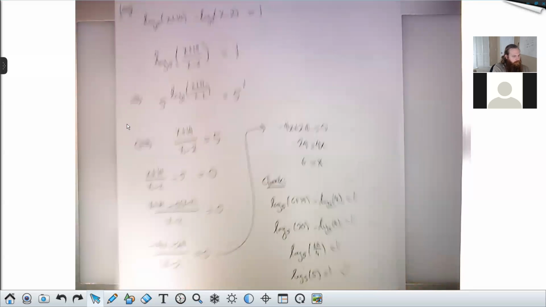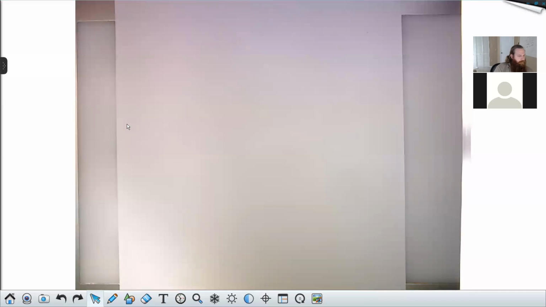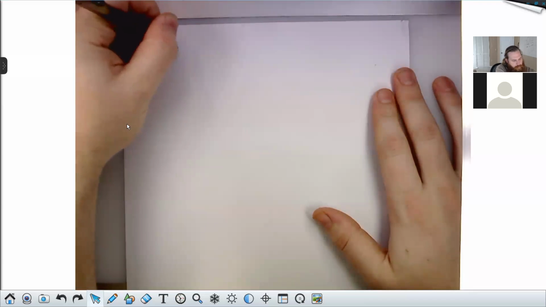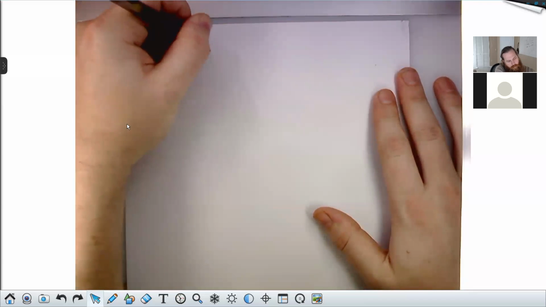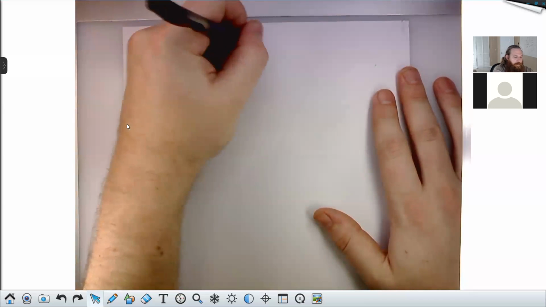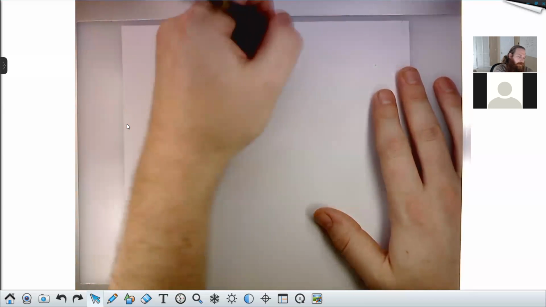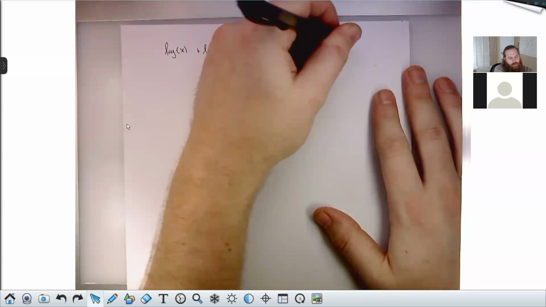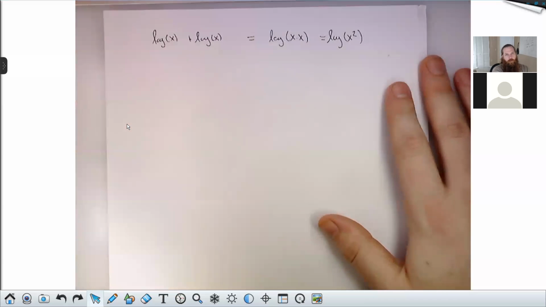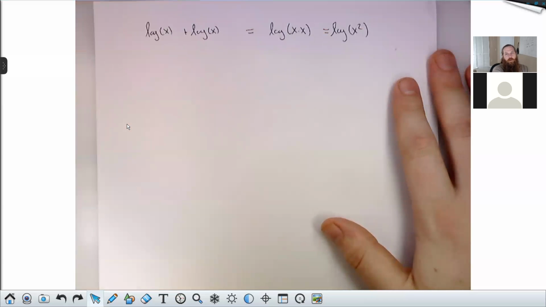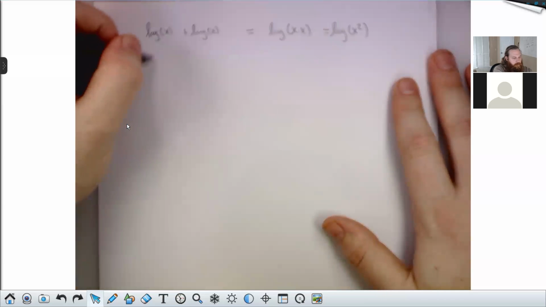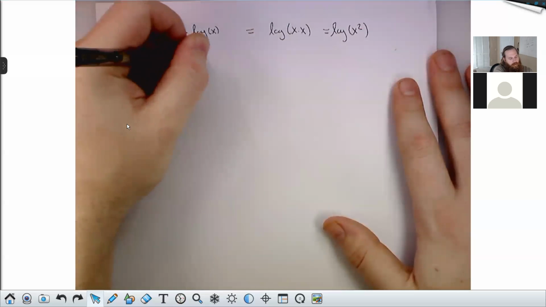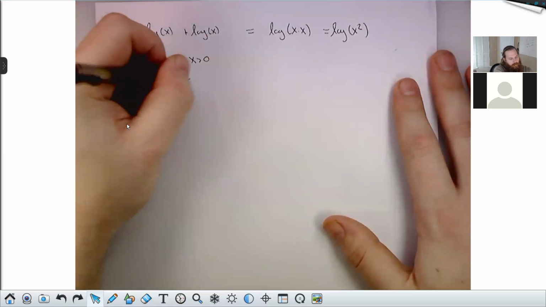So to talk about how the domain might change as you manipulate these expressions, think about this. Log x plus log x should be the same as log x times x, which is the same as log of x squared. If we're just following the rules and not thinking too hard about things, this makes great sense. But over here, the domain is, well, you need the inside of the log to be positive, so that's just the interval 0 to infinity.